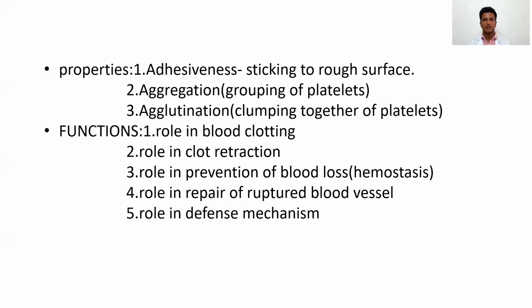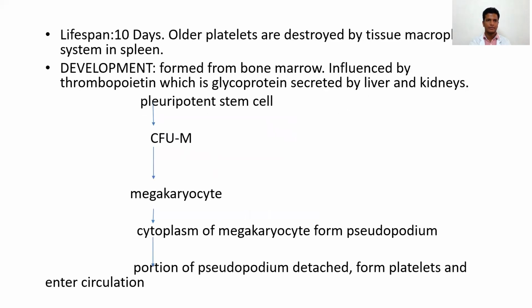Properties of platelets are adhesiveness, sticking to a rough surface; aggregation, which is grouping of platelets; and agglutination, clumping together of platelets. Functions of platelets: main role in blood clotting, role in clot retraction, role in prevention of blood loss, which is hemostasis, role in repair of ruptured blood vessels, and role in defense mechanism. The lifespan of platelets is about 10 days. Older platelets are destroyed by the tissue macrophage system in the spleen.